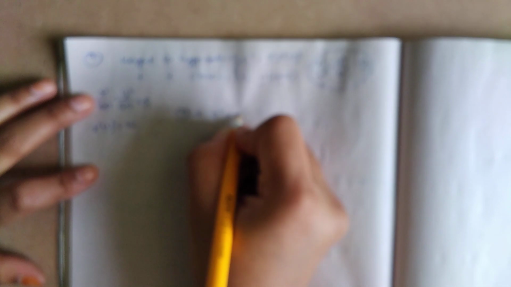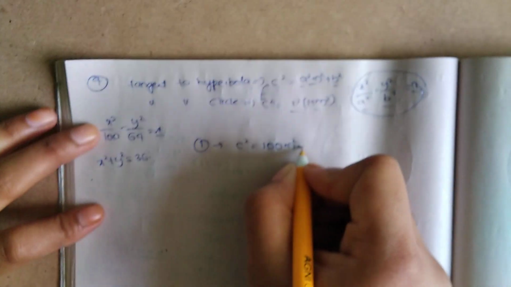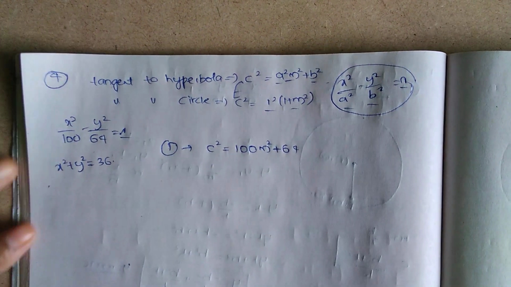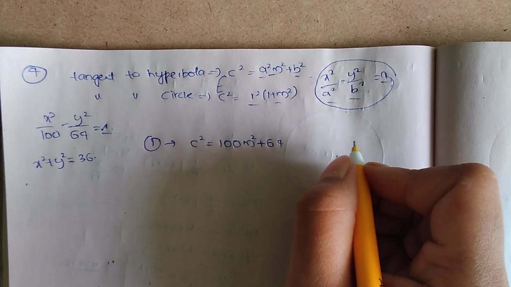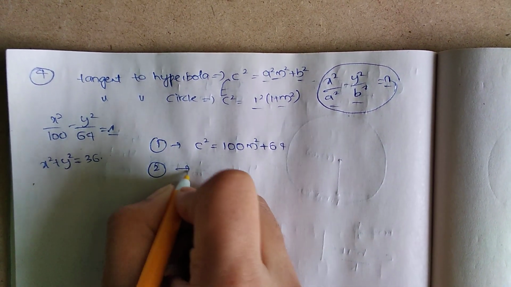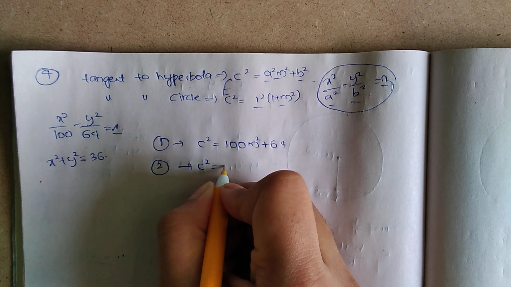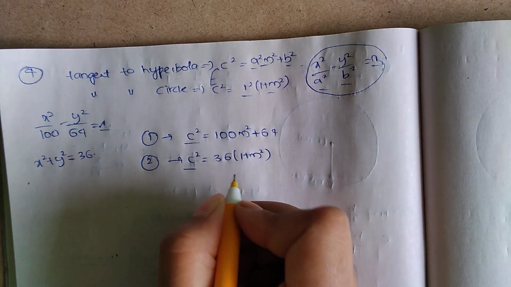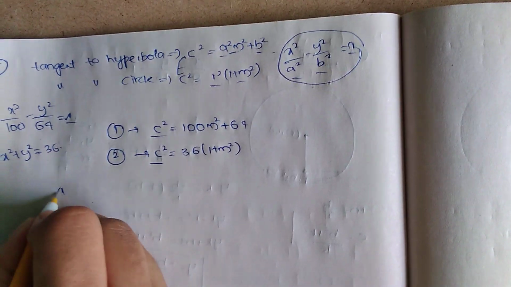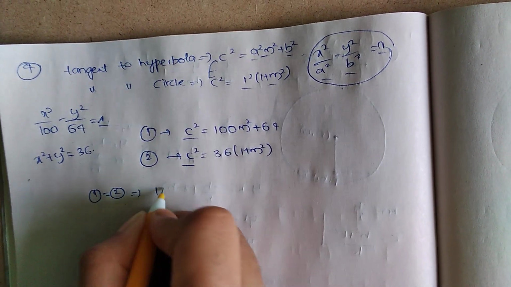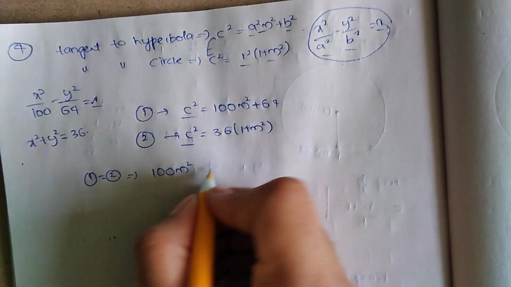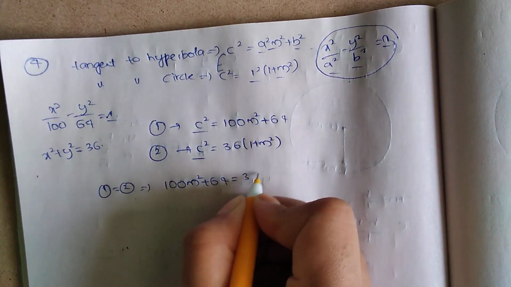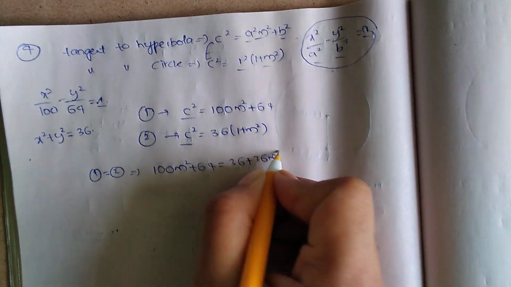First one, c square is equal to 100 m square plus 64. Yes, 100 m square plus 64. Second one, c square is equal to 36 of 1 plus m square. These both are c, so we can equate them. 1 is equal to 2, which implies 100 m square plus 64 is equal to 36 plus 36 m square.